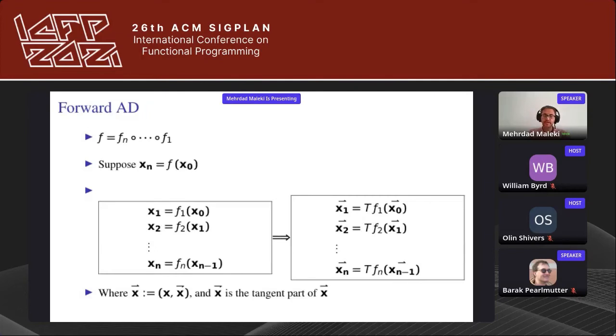So the general AD algorithm decomposes the function f into simple functions f1 to fn, and recursively transforms each function f1 to T of f1, which is the pushforward of f1, but it applies to a vector which contains two parts, primal and tangent, and it can compute forward AD from inputs x0 to output xn.